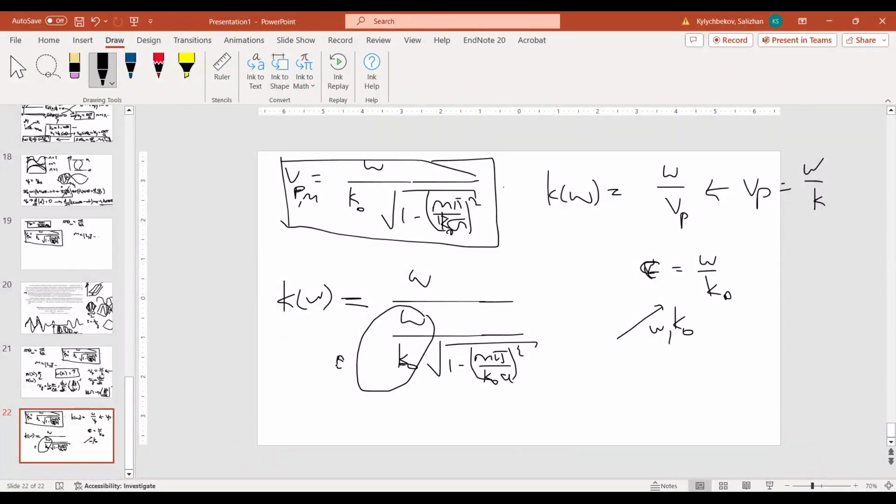Am I getting something wrong or not? Let's see. So this is omega divided by c. 1 minus n p.